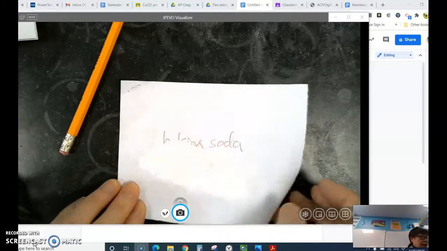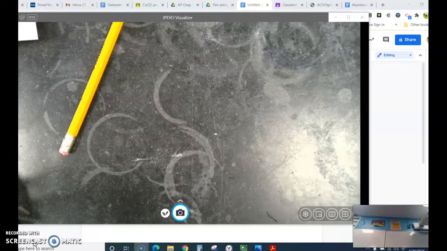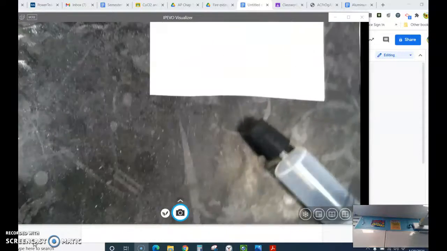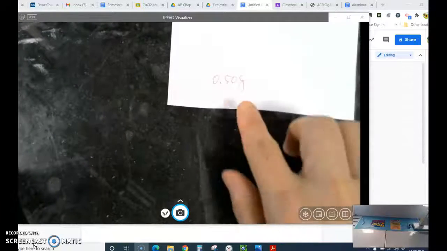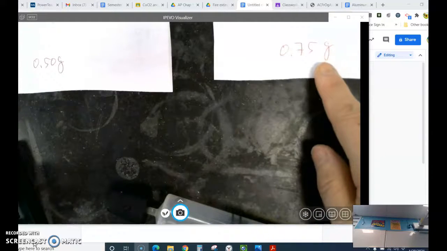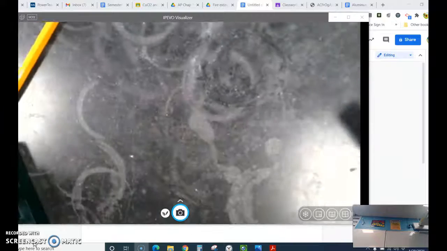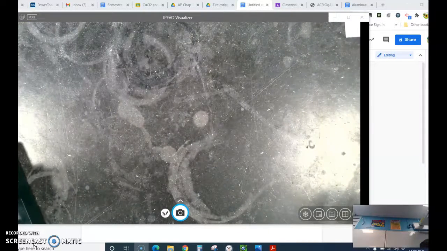I weigh them into different amounts: 0.50 gram, 0.75 gram, and 1 gram. My starting one would be 0.25. I want to weigh this one to show you.